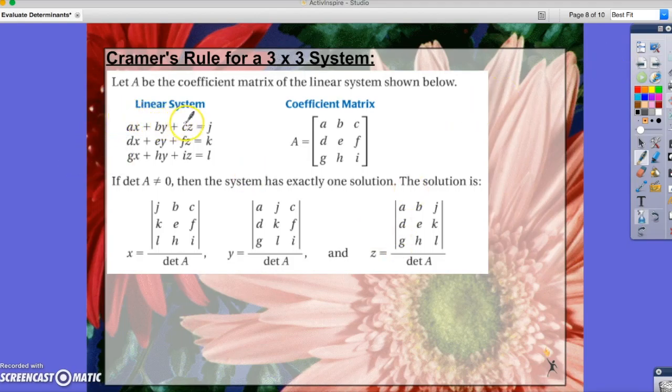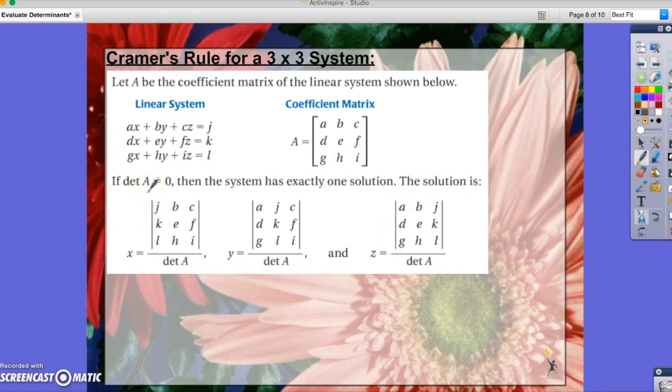AX plus BY plus CZ. When we have a third variable, we have 3 equations. So read through that. Coefficient matrix is the 3 by 3. So then we have to solve for x, y, and z using each of these matrices. If determinant A does not equal 0, then the system has exactly one solution.